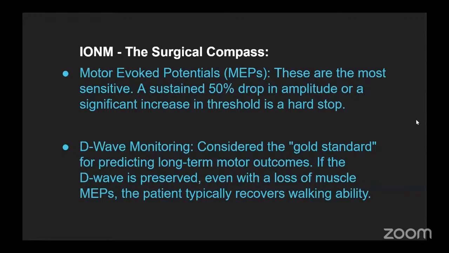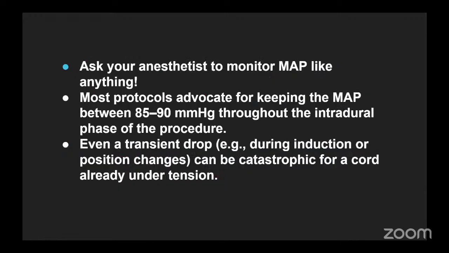So, intraoperative neuromonitoring, this is your surgical compass. You are going to need MEPs, you're going to need D-wave monitoring. MEPs are most sensitive, but D-waves are the best help in terms of long-term prediction. So, if there's a sustained 50% drop in amplitude or a significant increase in threshold, stop. That is a hard stop. That is a non-negotiable stop. Then we have D-wave monitoring. Even if you lose MEPs during the surgery, if the D-wave is intact, the long-term prognosis is going to be good.